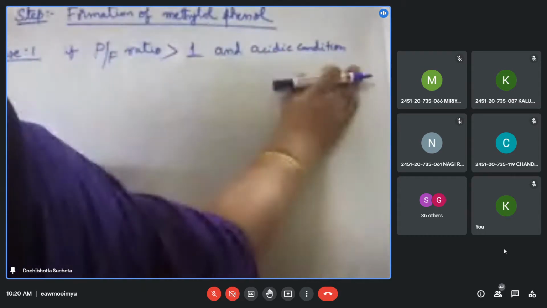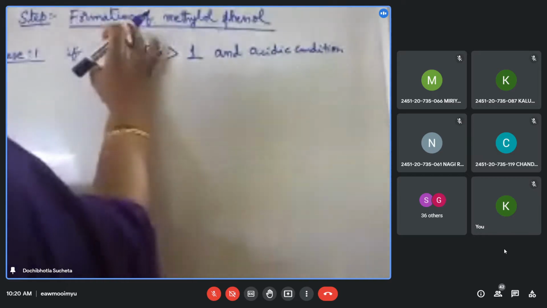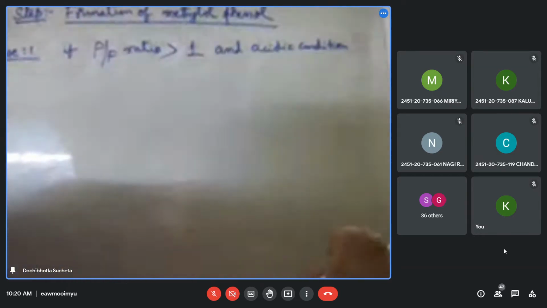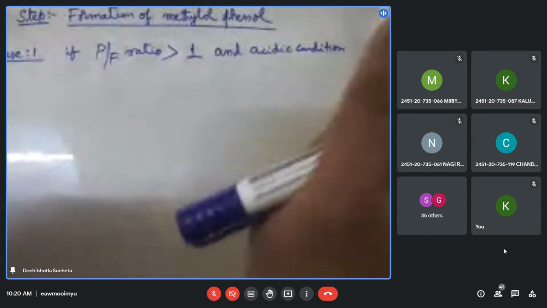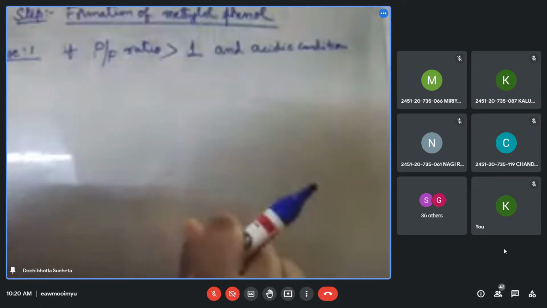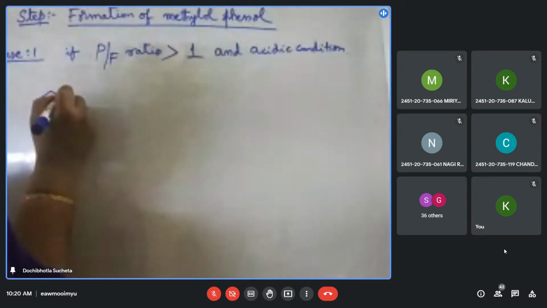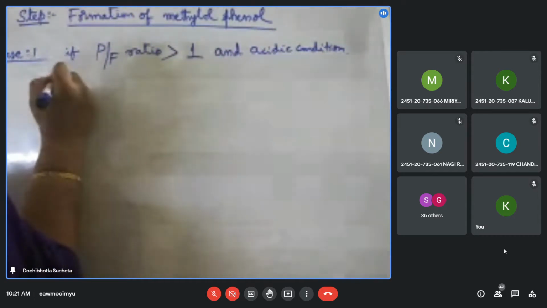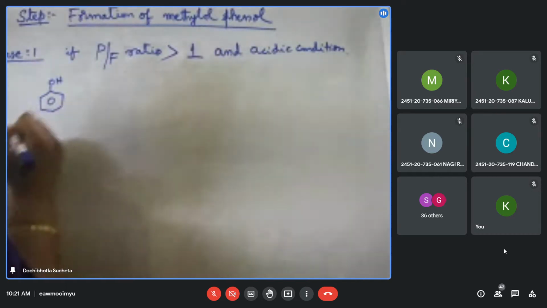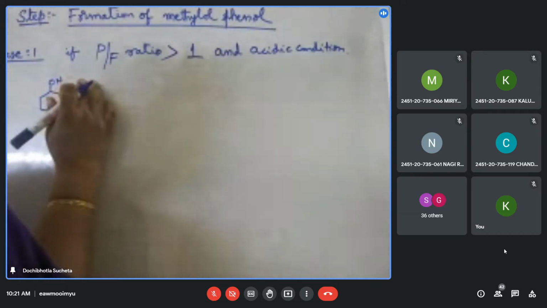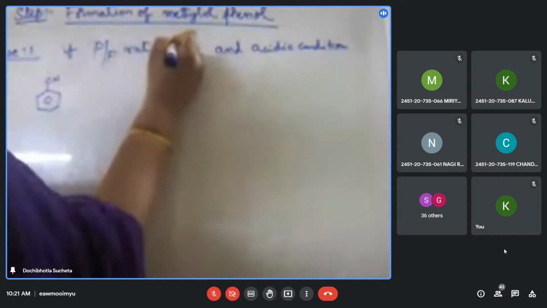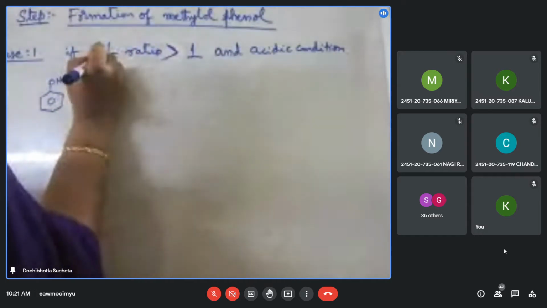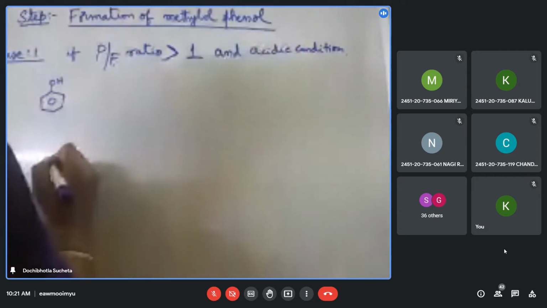So what will happen? Because phenol is more, formaldehyde molecules are less, substitution takes place only at one position. Why? Because more phenol molecules are there, less formaldehyde molecules are there. So only mono-substituted phenols are formed. At the most, di-substituted. But generally, it's the formation of mono-substituted phenols. If phenol formaldehyde ratio is greater than 1, phenol is more, formaldehyde is less, and conditions are acidic.